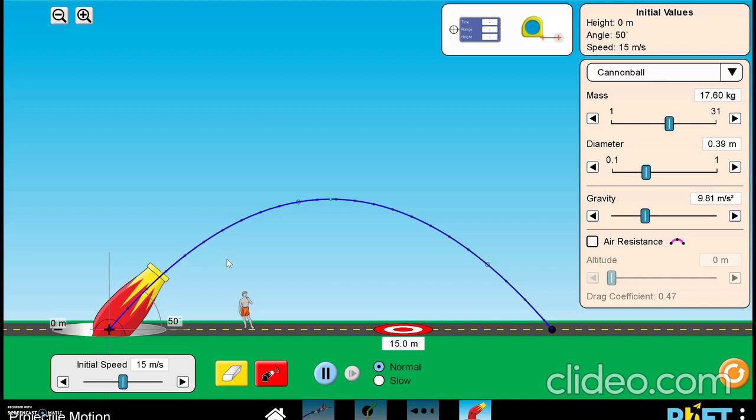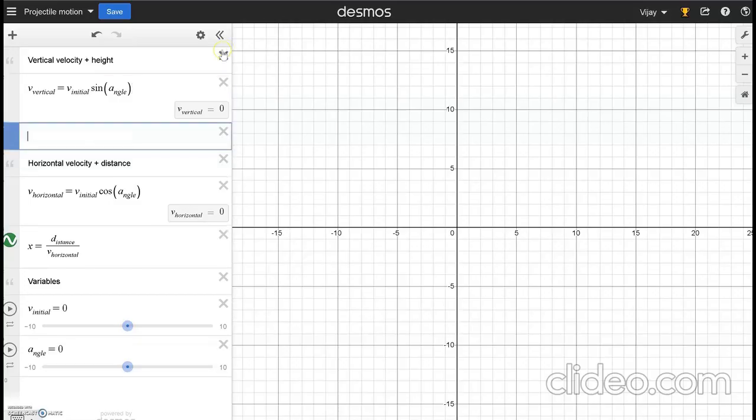Unfortunately, calculating the height based on vertical velocity isn't as simple, and the reason for that is, as we discussed before, the vertical velocity is constantly changing due to the force of gravity. So what can we do in this situation? Well, we can try to create a function that models the velocity over time, and then we can use that function to calculate the height over time. So let's try it out.